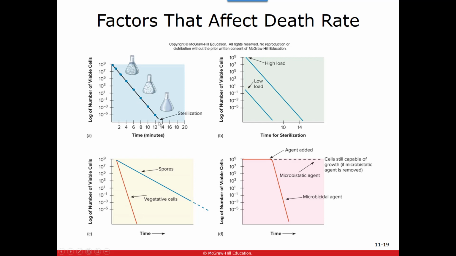So the longer that antimicrobial agent is exposed to those bacteria, the more likely you're going to be able to sterilize, or hopefully get to that sterilization step where you kill everything. What is the load? How many microorganisms are there? If there are more microorganisms, it's going to take a longer time for sterilization. Fewer microorganisms, less time.